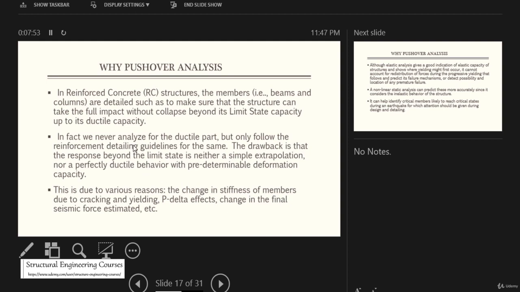You should know that we never analyze for the full earthquake. I had already explained this in the previous lecture, but we also do not analyze for the ductile part. So we follow the latest reinforcement detailing guidelines for the same, and it is like an assumption that if we do the reinforcement detailing correctly as per the latest earthquake design standards, the structure shall be ductile in the post elastic zone, that is the plastic zone also. Hinges may form but the structure may not collapse.